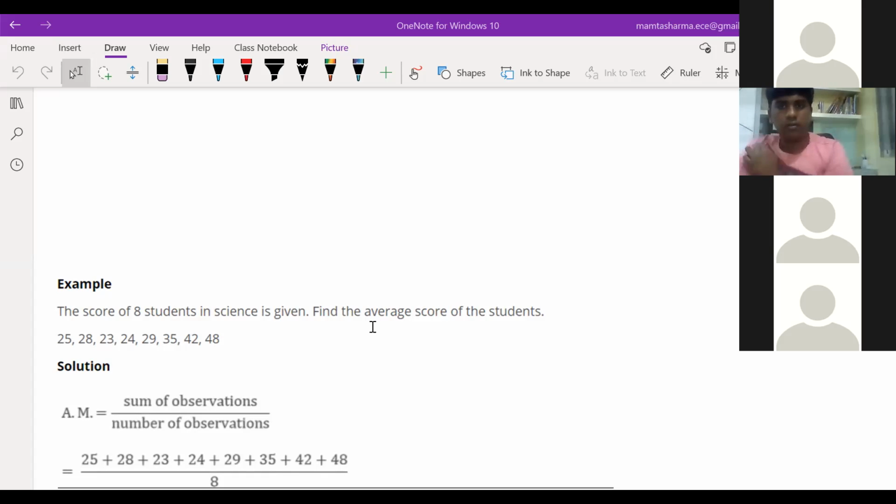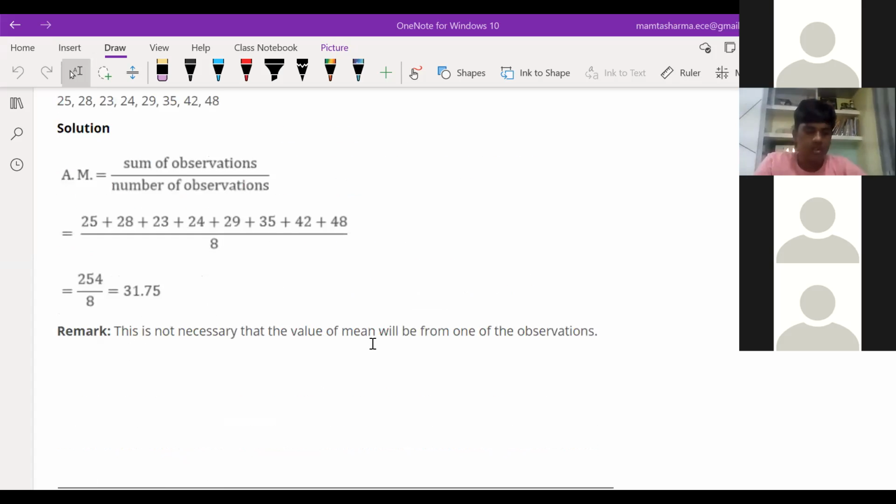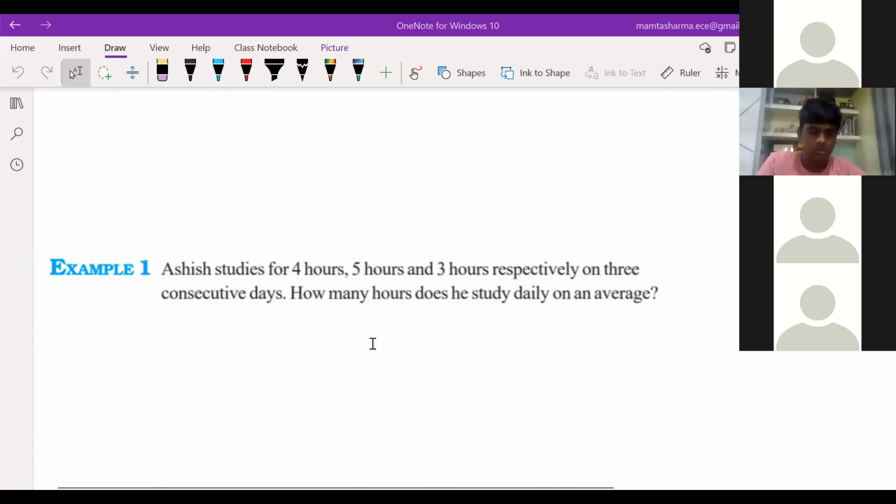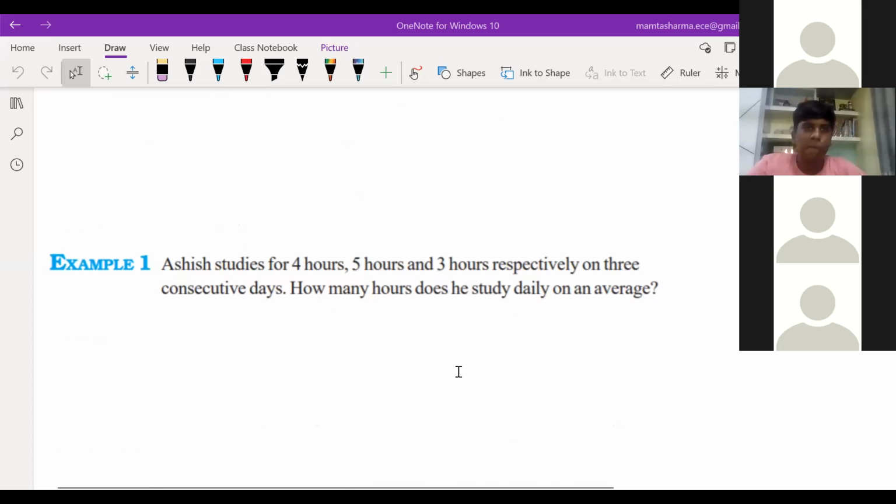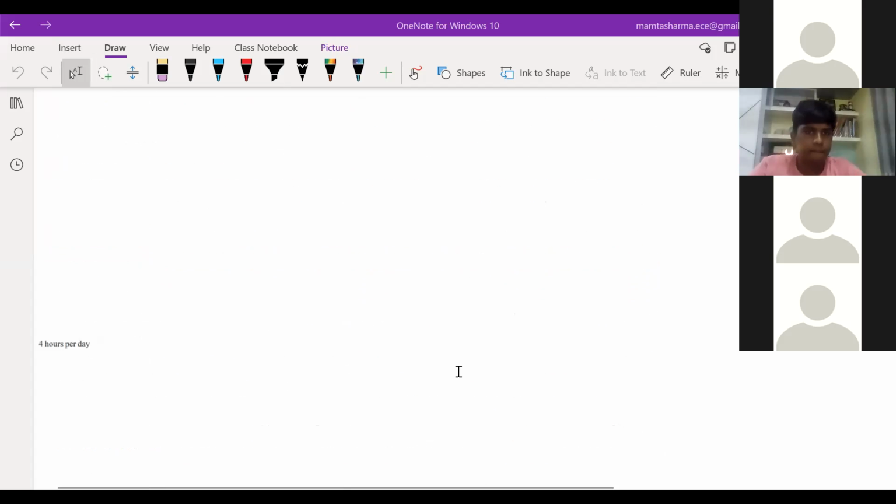Ahana, where did you make a mistake? I think my addition went wrong. Okay, you check your addition. Now we are going to the next question. Okay, this is quite simple.